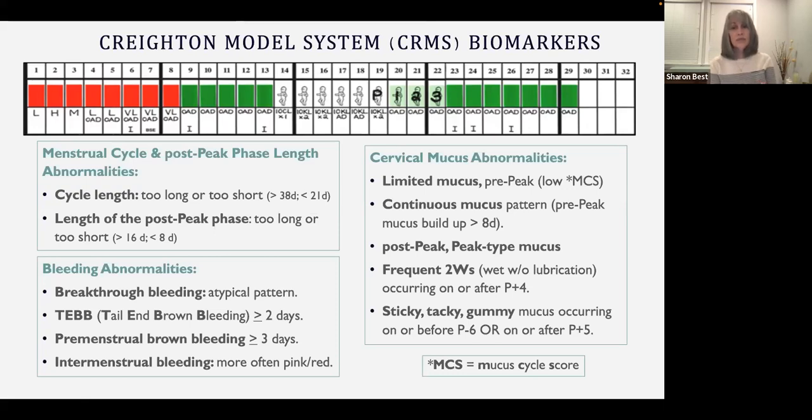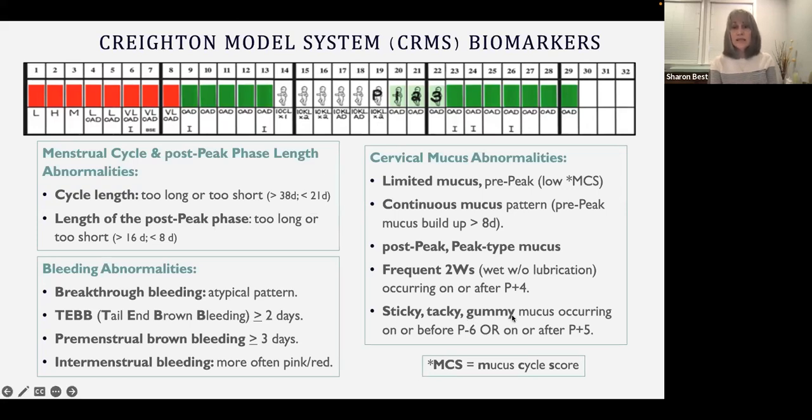So frequent 2Ws after P+4 can indicate a cervical infection, but more so, later data is telling us this can actually indicate chronic endometritis. Chronic endometritis is a low-lying infection that's in the uterus, in that endometrium. And we can treat that oftentimes to help the woman get pregnant.